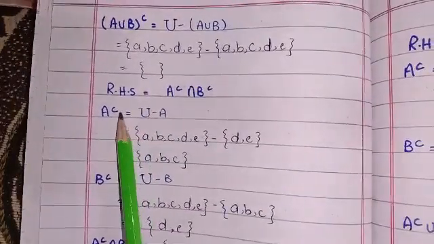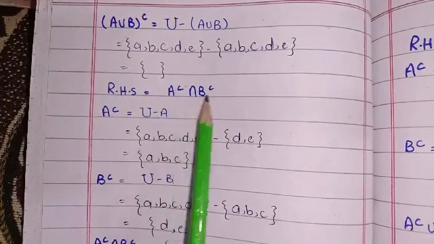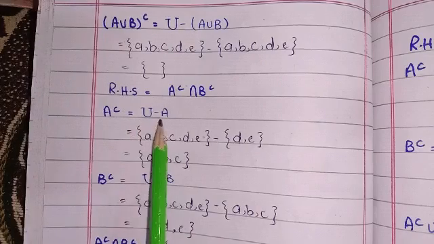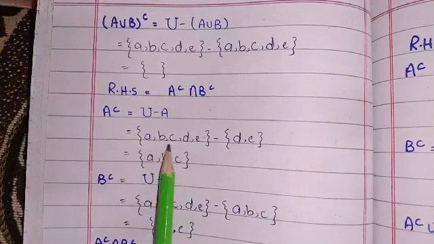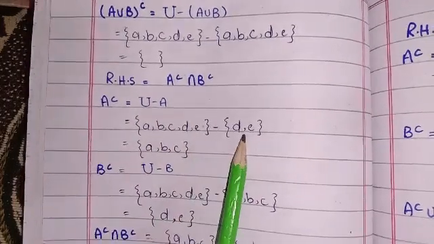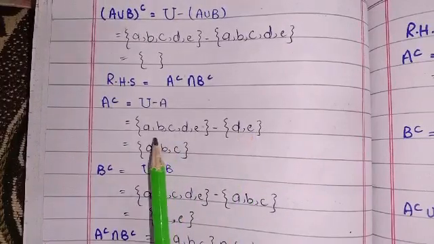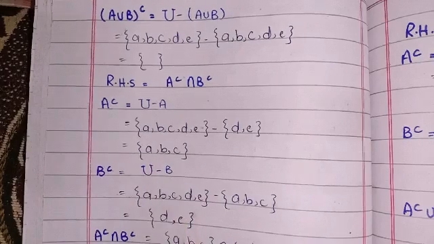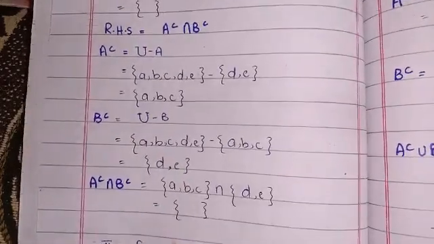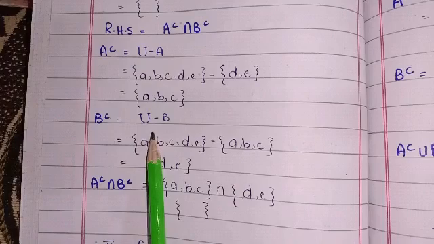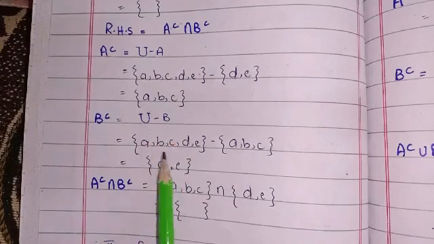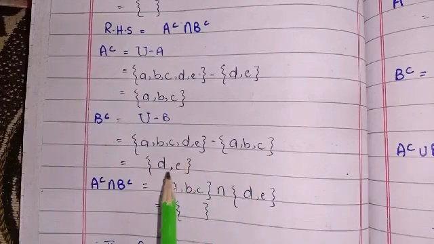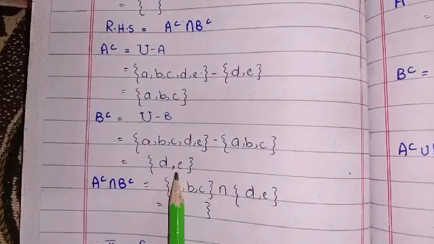Now students, here is our right hand side which is equal to A complement intersection B complement. First we will find out the A complement, which is equal to the universal set minus A: the universal set having elements A, B, C, D, E minus set A having elements D, E. The set of A complement has elements A, B, C. Now students, here is our B complement which is equal to the universal set minus B. First we will write our universal set, then minus our B set. By taking the complement we have our set having elements D, E.